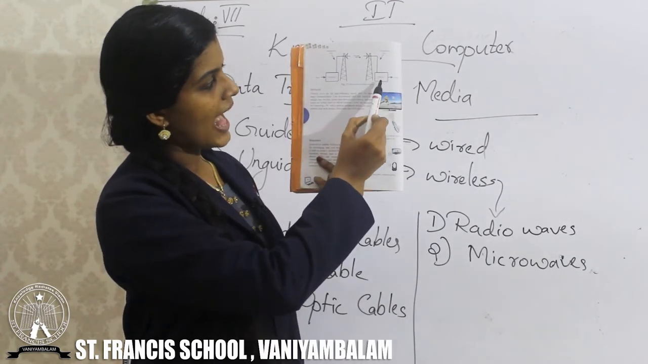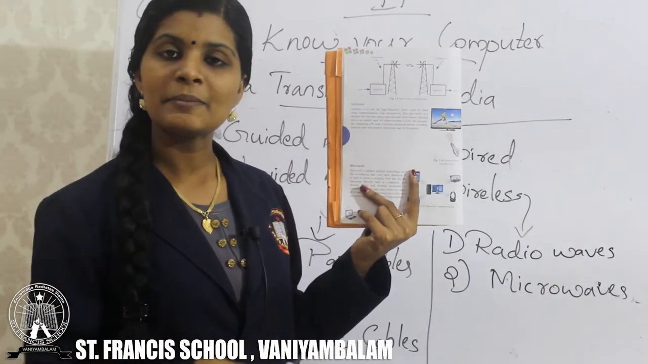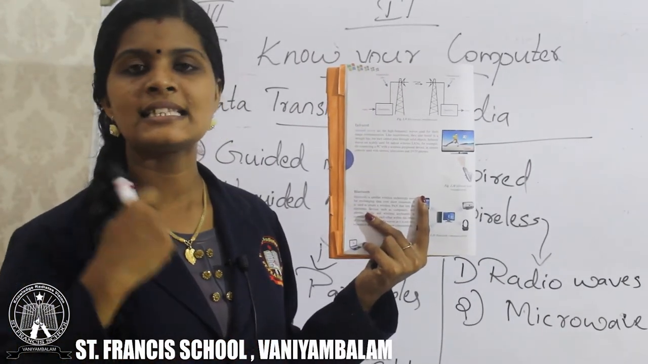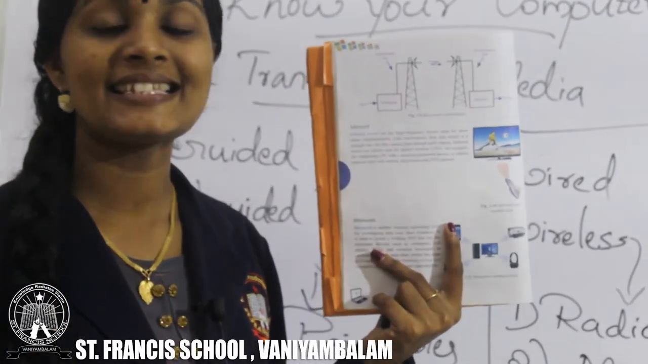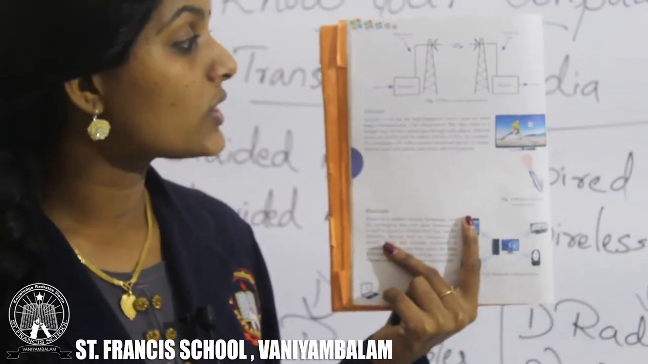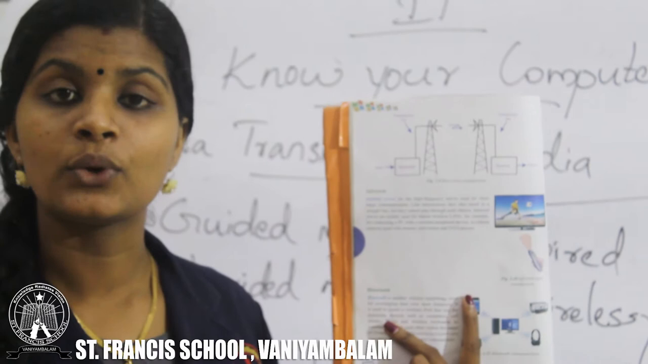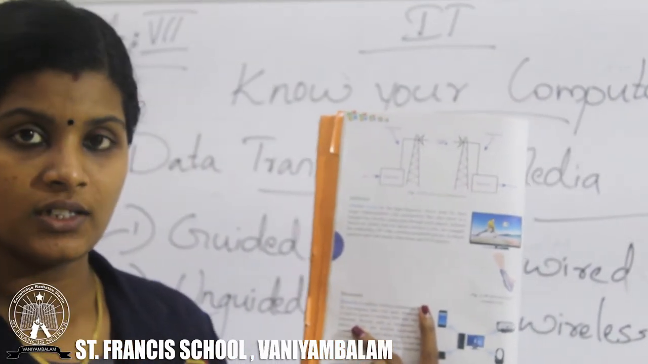Transmitter is sending and receiver is accepting it. It is a straight line. That means around 10 kilometers the waves will be received, but if we are out of that place, it cannot be accepted or it cannot be reached. So that is known as what? Microwaves. You can see the picture in the textbook.